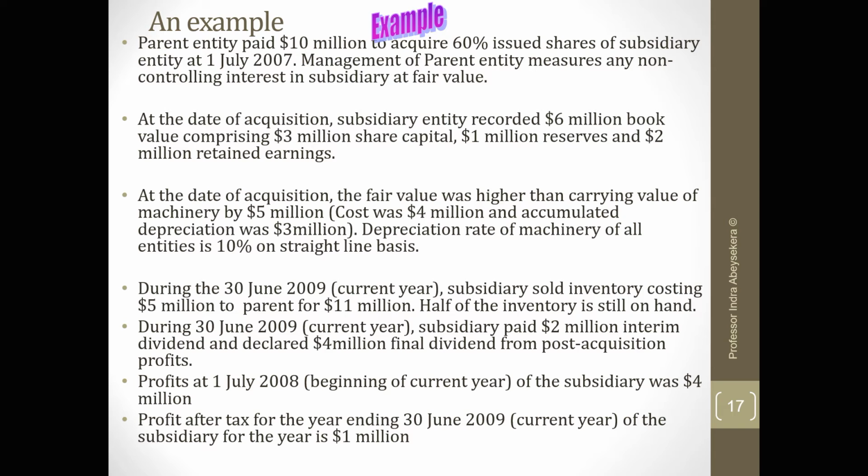During 30th of June 2009, the subsidiary paid 2 million of interim dividend and declared 4 million of final dividend for post-acquisition profits. So part of this post-acquisition profits of the subsidiary has been used up for dividends, and the parent receives these dividends, or the parent earns these dividends, and the parent would record them. Profits at 1st of July 2008, that's the beginning of the current year, of the subsidiary was 4 million, and profit after tax for the current year of the subsidiary is 1 million.